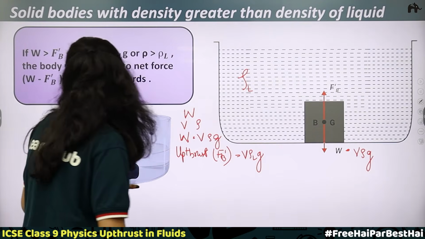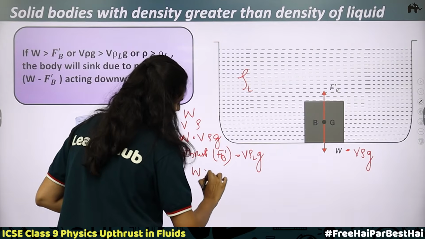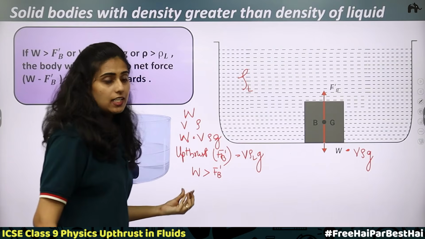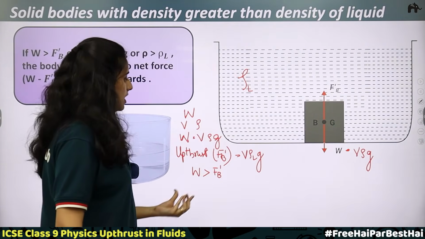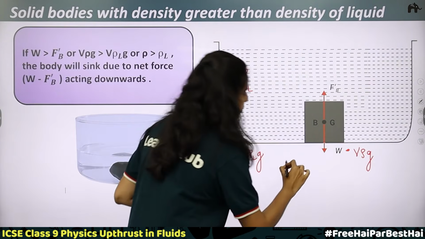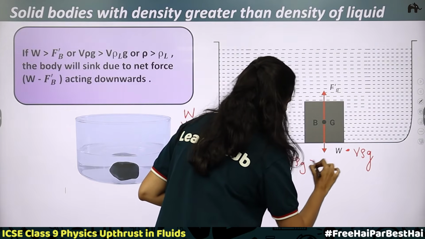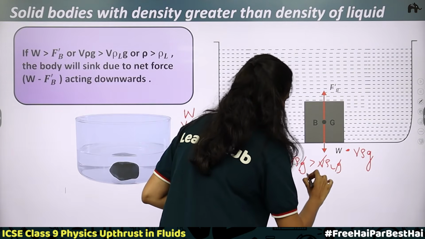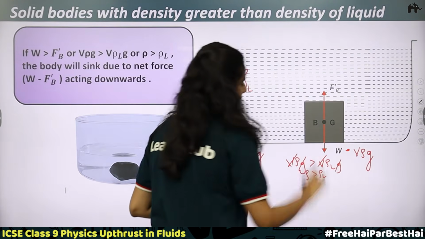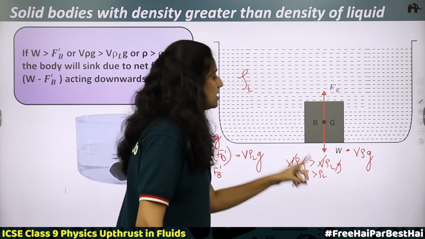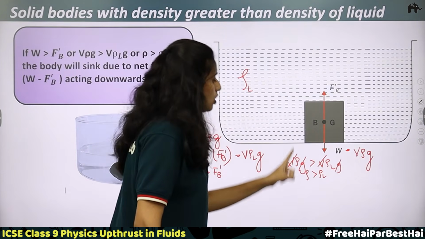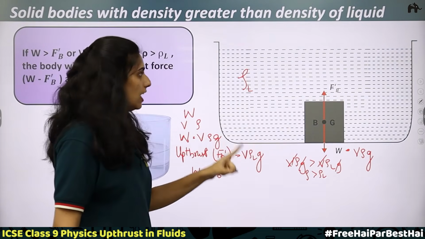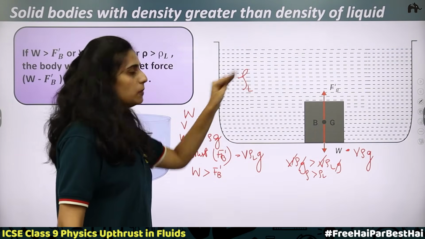Now the first case is when the weight of the object is greater than FB dash, that is, the weight is greater than the buoyant force or upthrust. In that case, what happens? We know weight is equal to V rho g. V rho g is greater than V rho L g. V gets cancelled, g gets cancelled. So rho is greater than rho L. The density of the object is greater than the density of the liquid. When the density of the object is greater than the density of the liquid, or the weight is greater than the buoyant force, the body will sink. It will not be floating.